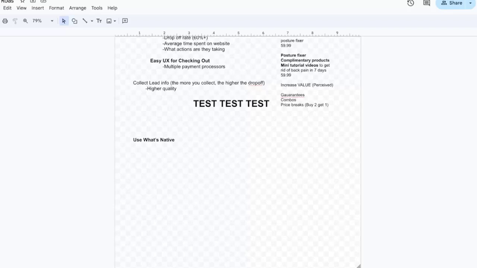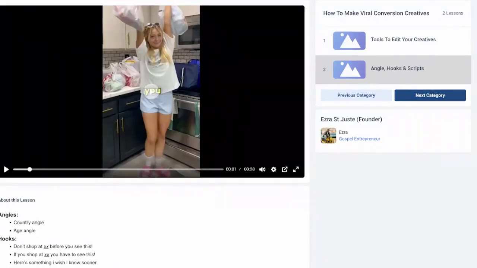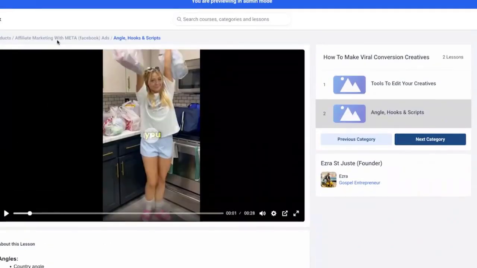Oh, and I think I'm sharing. I'm not sure if you can actually see. I might be limiting. Let me share. I think I'm sharing the wrong tab here. Let me go back so I can show you exactly where you can find it.